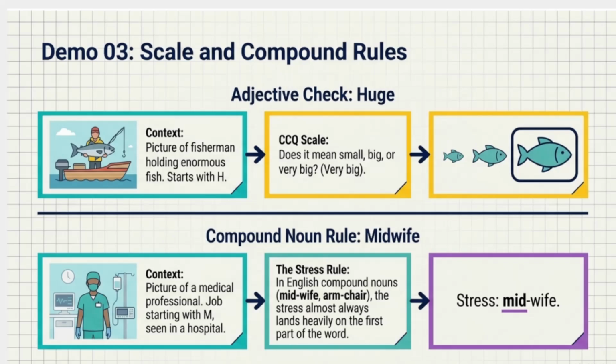Now let's look at midwife. This is a compound noun. We can establish the context using a picture of a medical professional working in a hospital. We can then ask questions about the job and the situation. For example, the teacher sets the context by saying, Sarah is pregnant. She goes to the hospital, and a midwife helps her during the birth. He then asks, is Sarah having a baby?